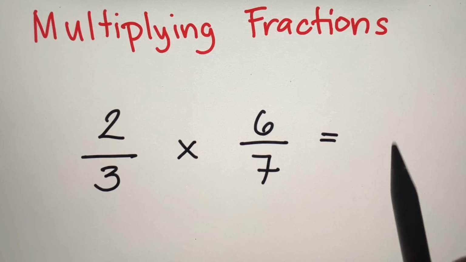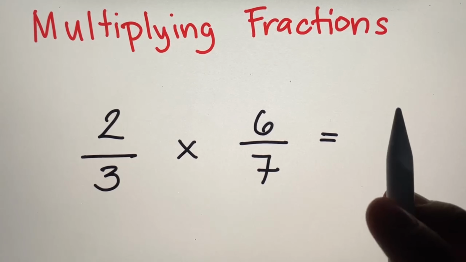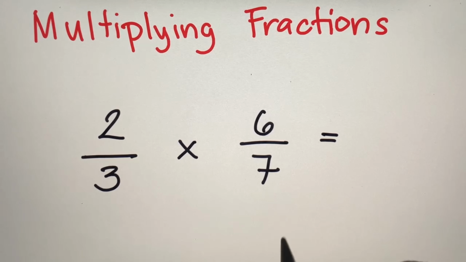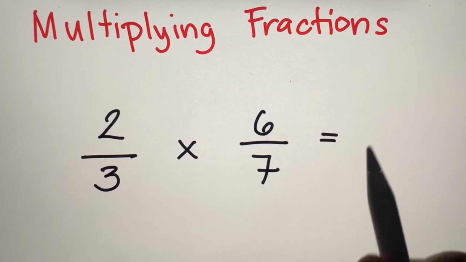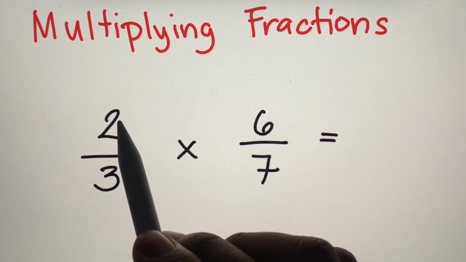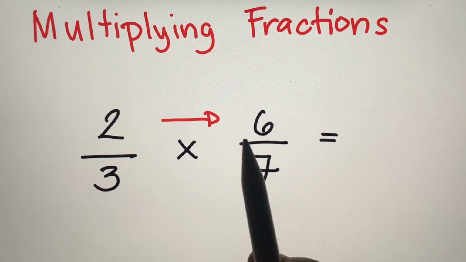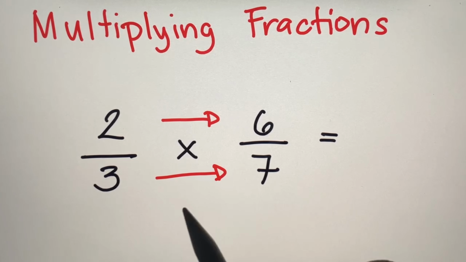What we're going to do here is we're going to multiply fractions. So what you have here is the given 2 over 3 multiplied by 6 over 7. The beauty of multiplying fractions is that we can easily multiply the numerator of the first term to the numerator of the second term, so numerator to numerator and then denominator to denominator.